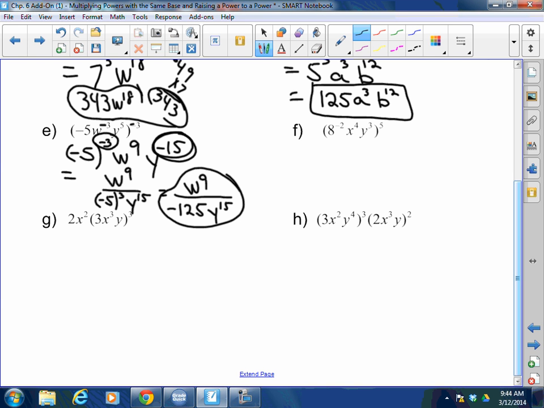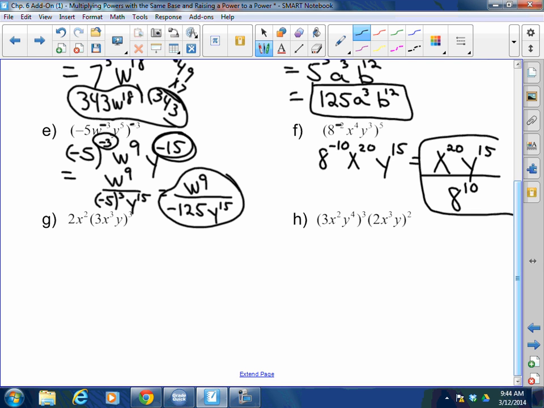Yes, sir. Okay. Next, 8 to the negative 2, x to the 4th, y cubed to the 5th power. What do we got here? 8 to the negative 10. X to the 20th, y to the 15th, which equals? X to the 20th. Yes, sir, x to the 20th. Y to the 15th. Over 8 to the 10th. I won't make you do that. I would let you leave that like that.